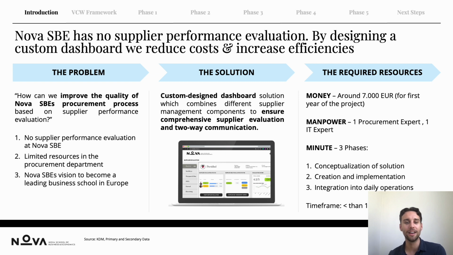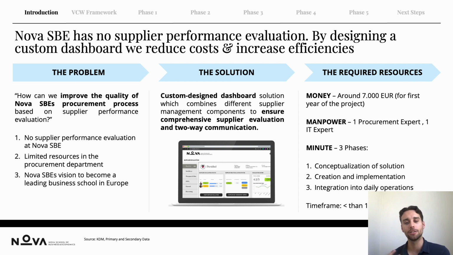So we now identified the solution and prototyped a custom designed dashboard solution which combines different supplier performance components to ensure comprehensive supplier evaluation and two-way communication between Nova Procurement and the suppliers. And then we also have required resources. For example, money. We would need around 7,000 euros to complete the project in the first year of the project. But we have limited resources. So we have a limited manpower of only one procurement expert and one IT expert.